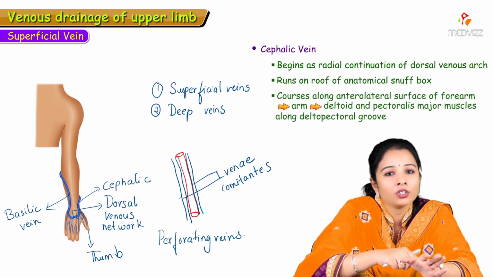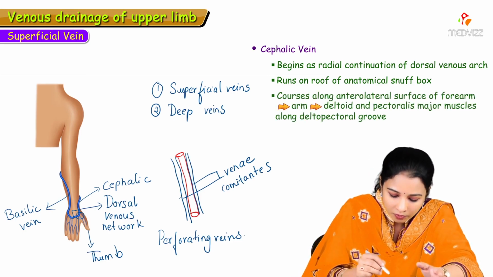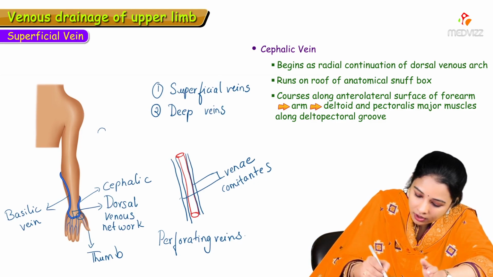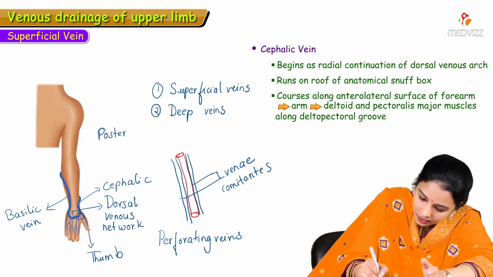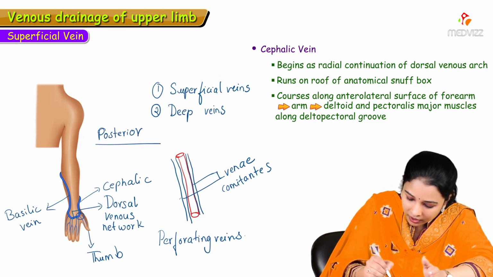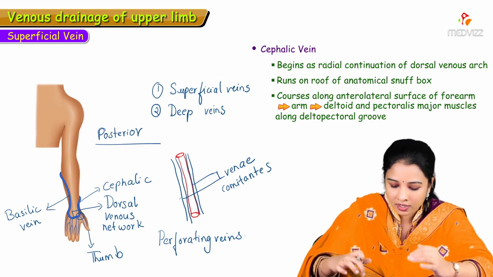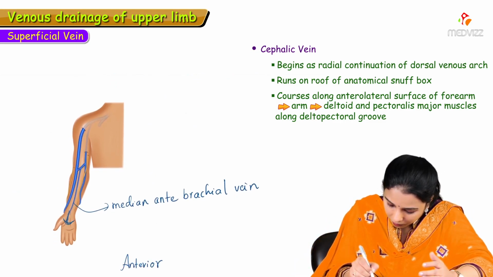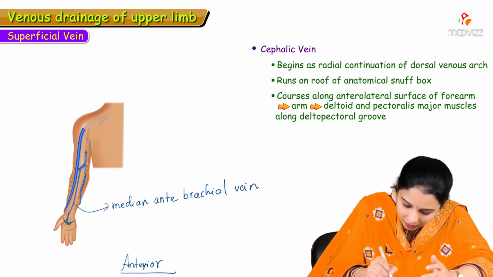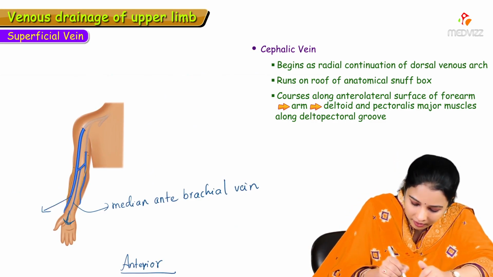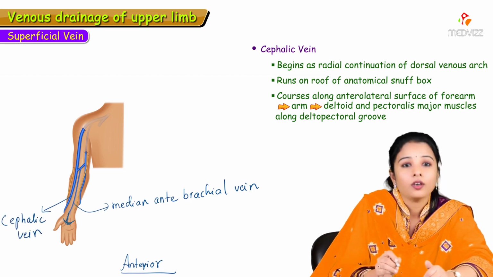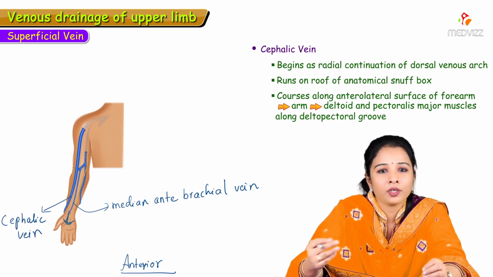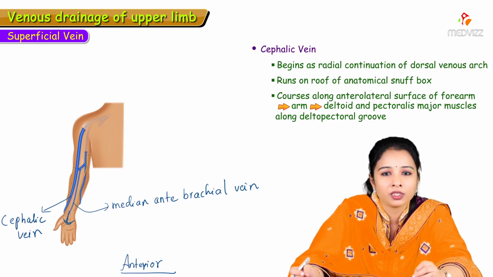It courses along the anterolateral side of the forearm. From here it goes to the lateral side and then to the anterior side. This is the posterior side showing the dorsal venous arch. This is the anterior side, where we can see the cephalic vein running anterolaterally, which courses along the anterolateral surface of the forearm and then the arm, and then between the deltoid and pectoralis major muscles.